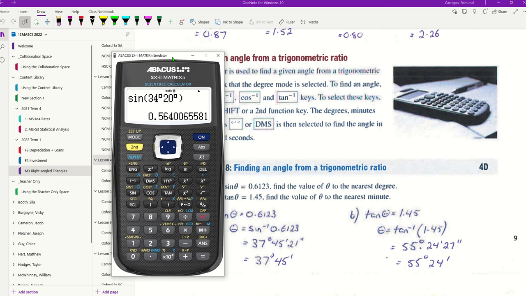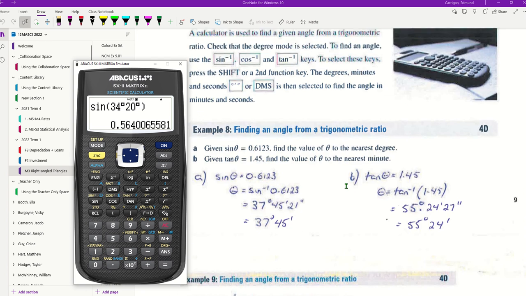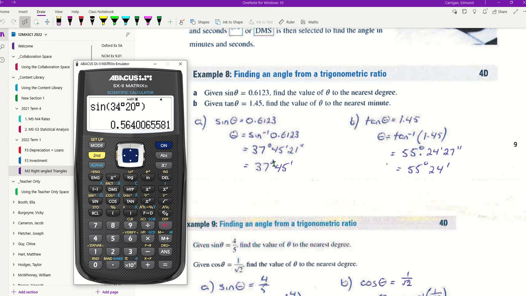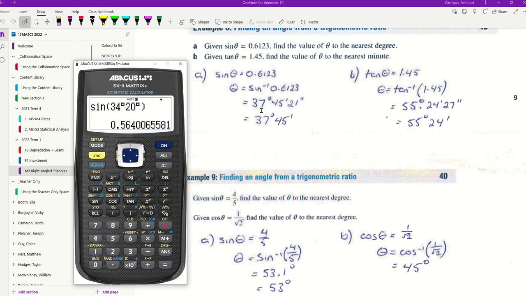Okay, so let's have a look at these ones down here. Finding an angle from a trigonometric ratio. If you remember, we've been through that. To find that, we've got sine theta equals 0.6123, so theta equals sine minus 1. So on our calculator, we can clear all that if we want in the first place. Second function, sine, gives me the sine minus 1.